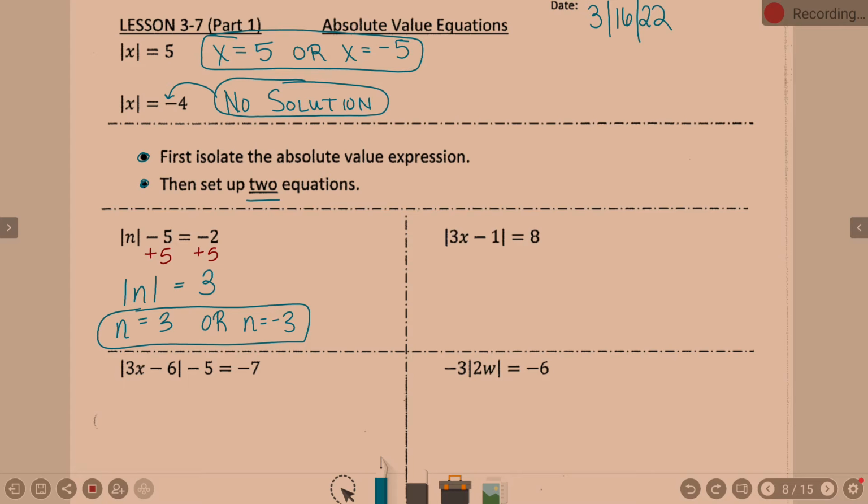And they both work. Because when we take the absolute value of something, the bars say to make it positive. So the absolute value of 3 is 3. 3 minus 5 is negative 2. Absolute value of negative 3 is positive 3. And so that also works.